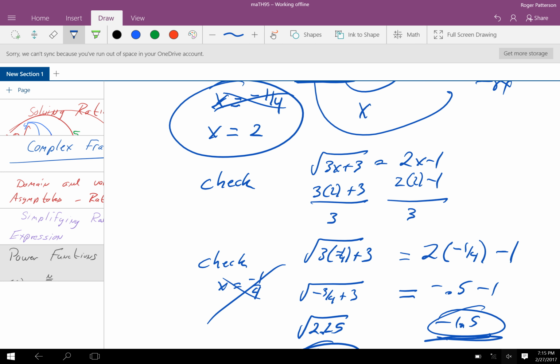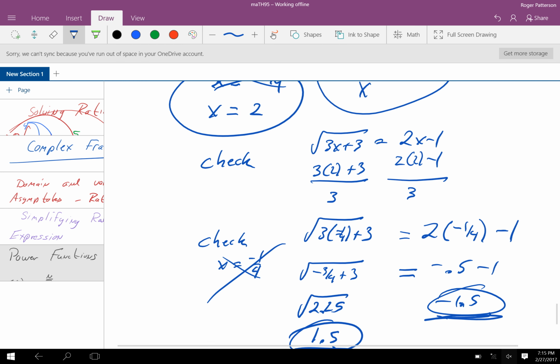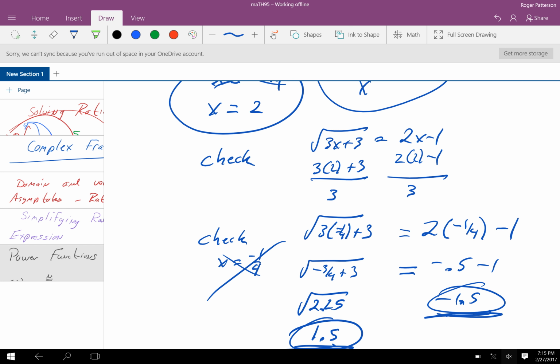How do you know it's the negative 1/4 that doesn't work? Because that's the one that we substituted in here. We just checked it. Oh, yeah, of course. Sorry. That's all right. Yeah, that's the one we checked.